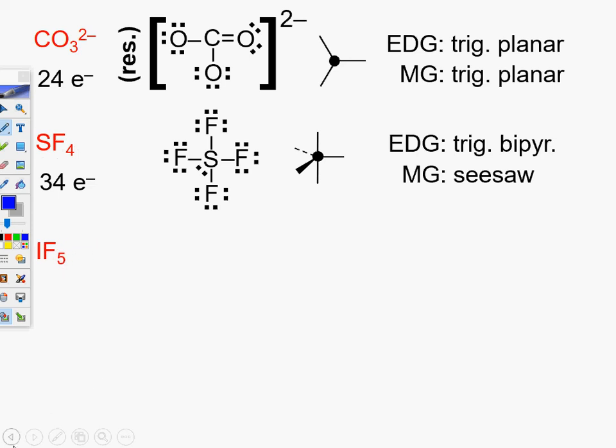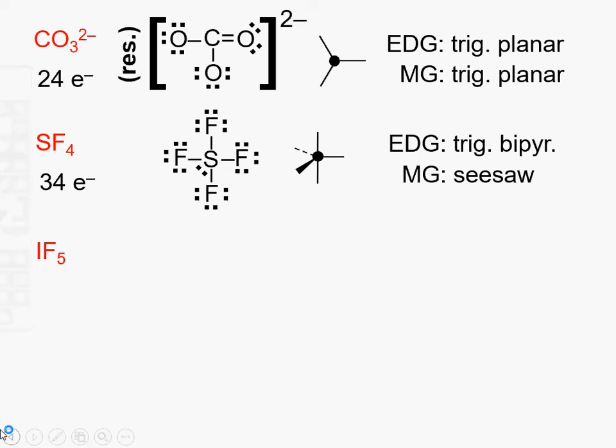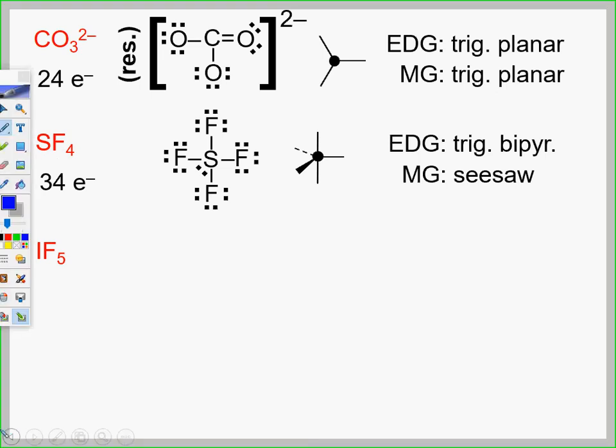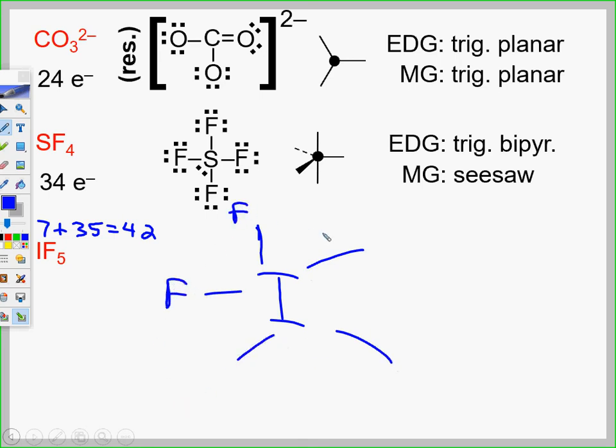IF5. All right, Mayho, talk to me. How many valence electrons do I have there? 42. All right, what am I going to put in the middle? All right, here we go. Let's try this. I'll just make it some monster like this. All right. Ooh, I used how many electrons? I used 10. Minus 10 gives me 32 left.